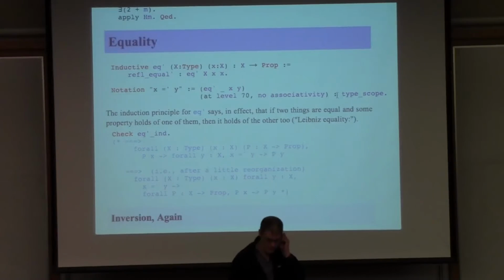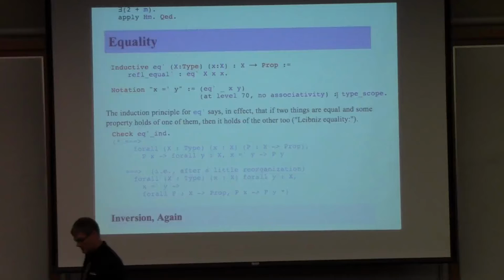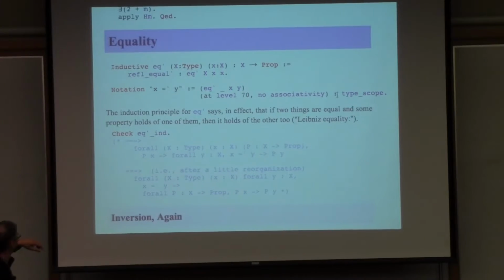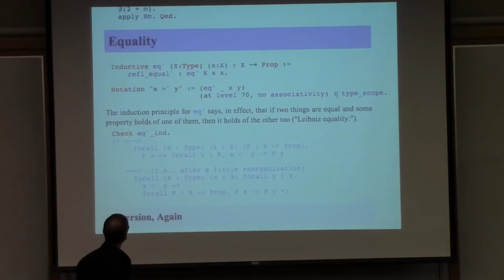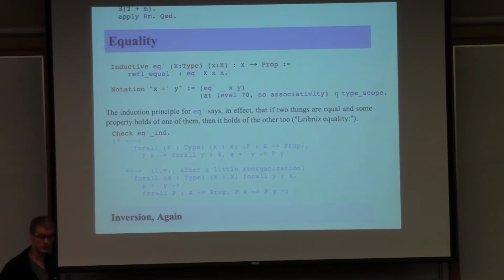Equality, we've seen in Bob's lecture, and basically what happens here is pretty much the same. So equality is an inductively defined type. I'm calling it EQ prime here just to distinguish it from the one that's built in. But this is the definition. This is the built-in definition. So EQ is an inductively defined proposition. It has one constructor called refl equal.